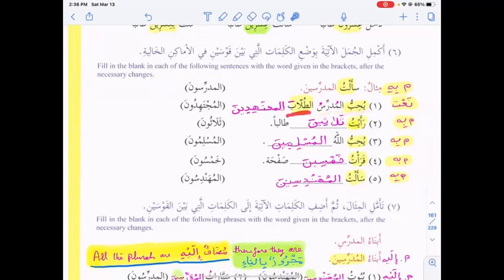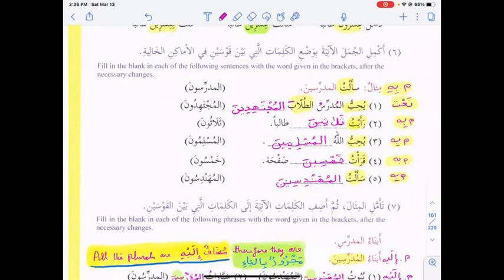Tullaba, students. What kind of students? Mujtahidina. So this is tullaba, mansub, and this is the naat for tullaba, mujtahidina. Okay? Mansub bil ya. All of them are mansub bil ya.